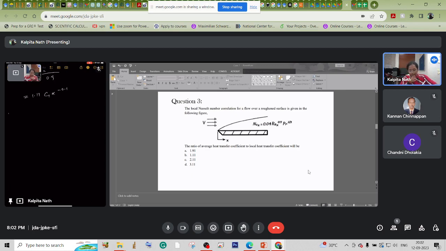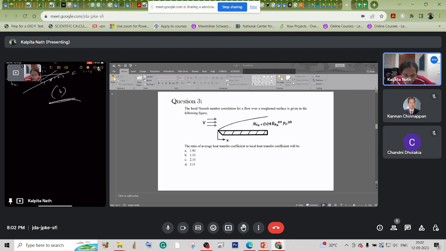So we just need to find the ratio now. hx average upon local hx heat transfer coefficient, that is 1.11 c1 x to the power minus 0.1 upon c1 x to the power minus 0.1. So this will just cancel away. This is 1.11. That is option B.